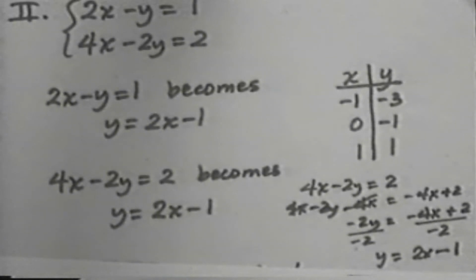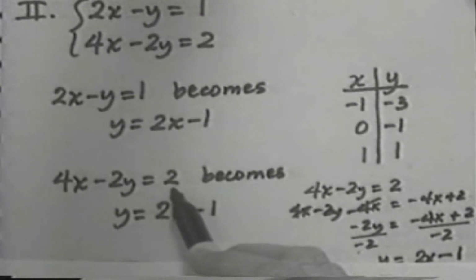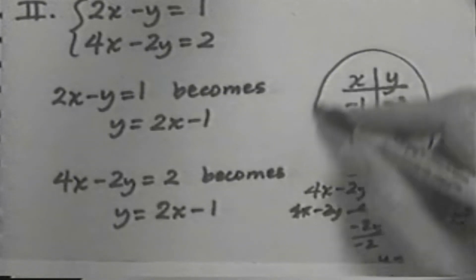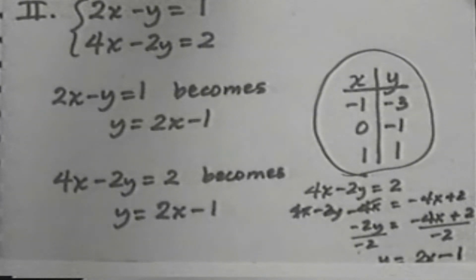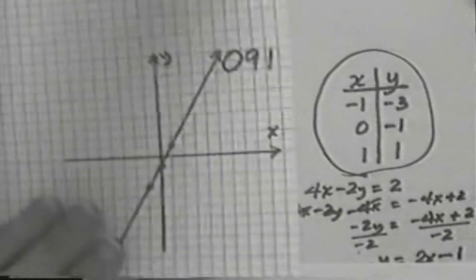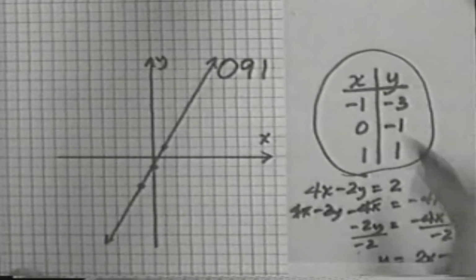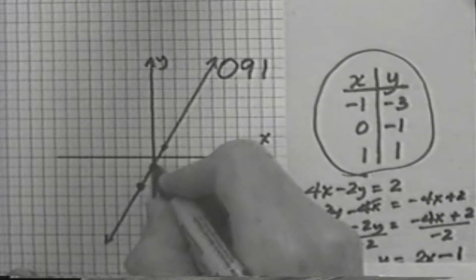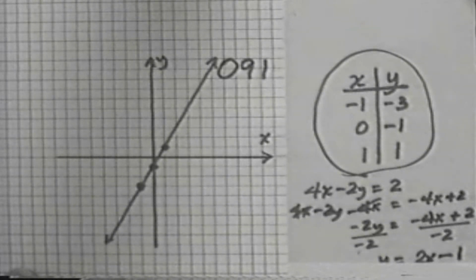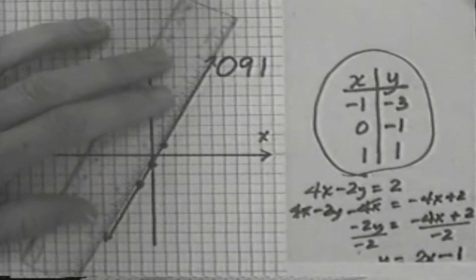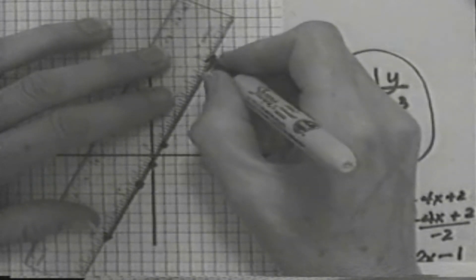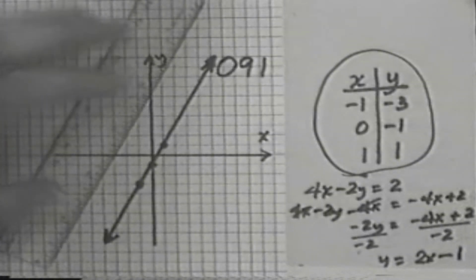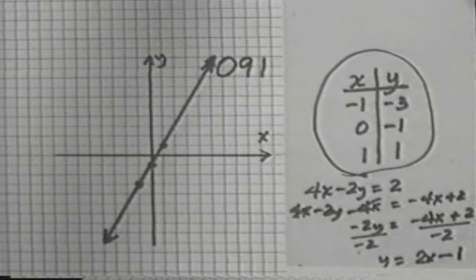That means that the table of values for 4x minus 2y equals 2 is exactly the same table of values for 2x minus y equals 1, the table of values we've just been using, this one. That means that when we graph the line on the same coordinate system, we'll graph the points -1, -3, which is here, 0, -1, which is here, 1, 1, which is here. We'll put our ruler down and draw the line, and the line will be drawn exactly on top of where it was to start with. And so we get another line right on top of the one that we had.